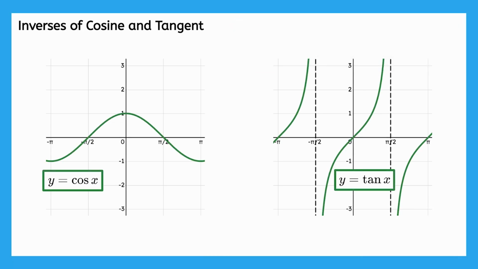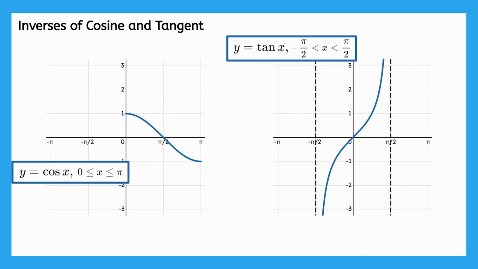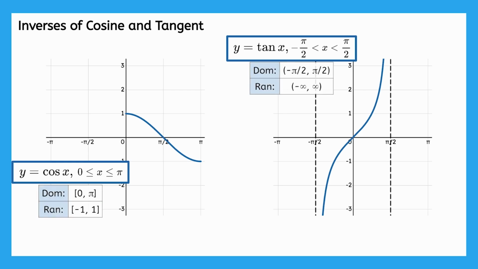Even though there are infinitely many domain restrictions that would work, the convention is to grab the interval 0 to pi, inclusive, for cosine, and the interval negative pi over 2 to pi over 2, non-inclusive, for tangent. With these domain restrictions, cosine of x and tangent of x are now invertible. Here are their new domains and ranges. Notice how these restricted domains keep their original ranges intact.